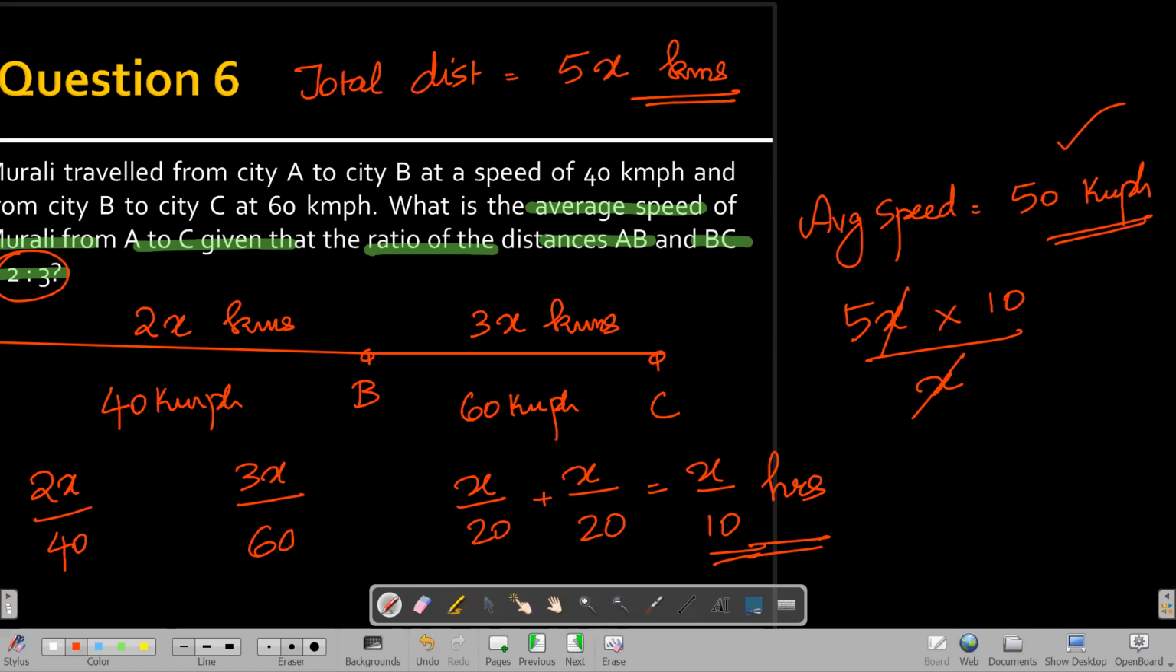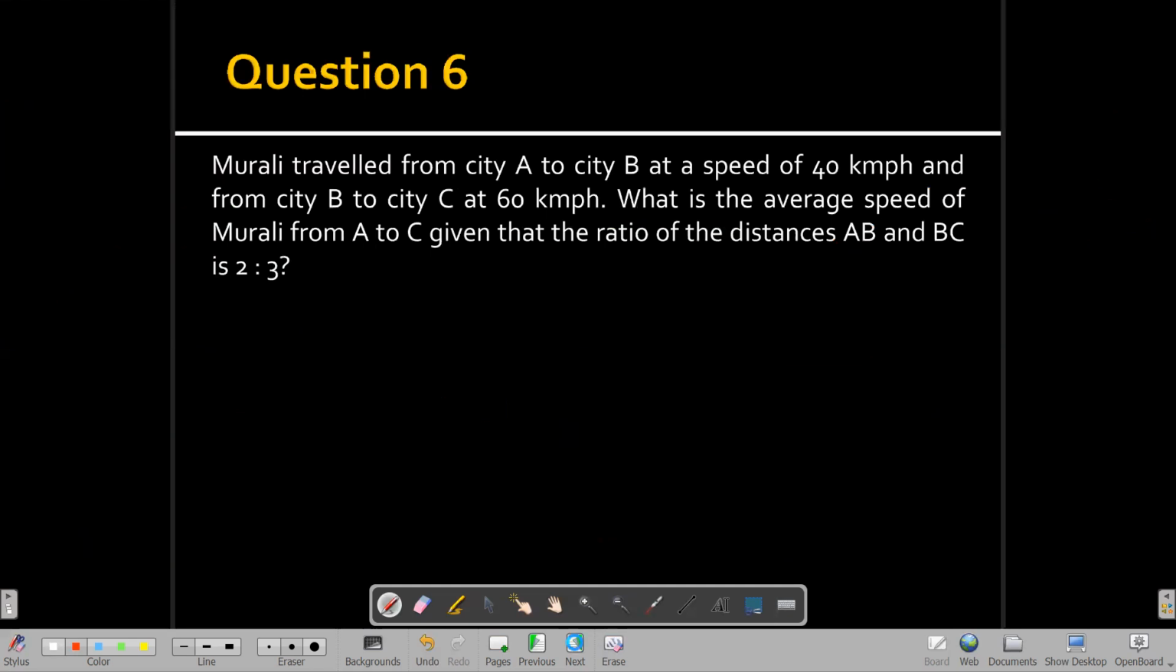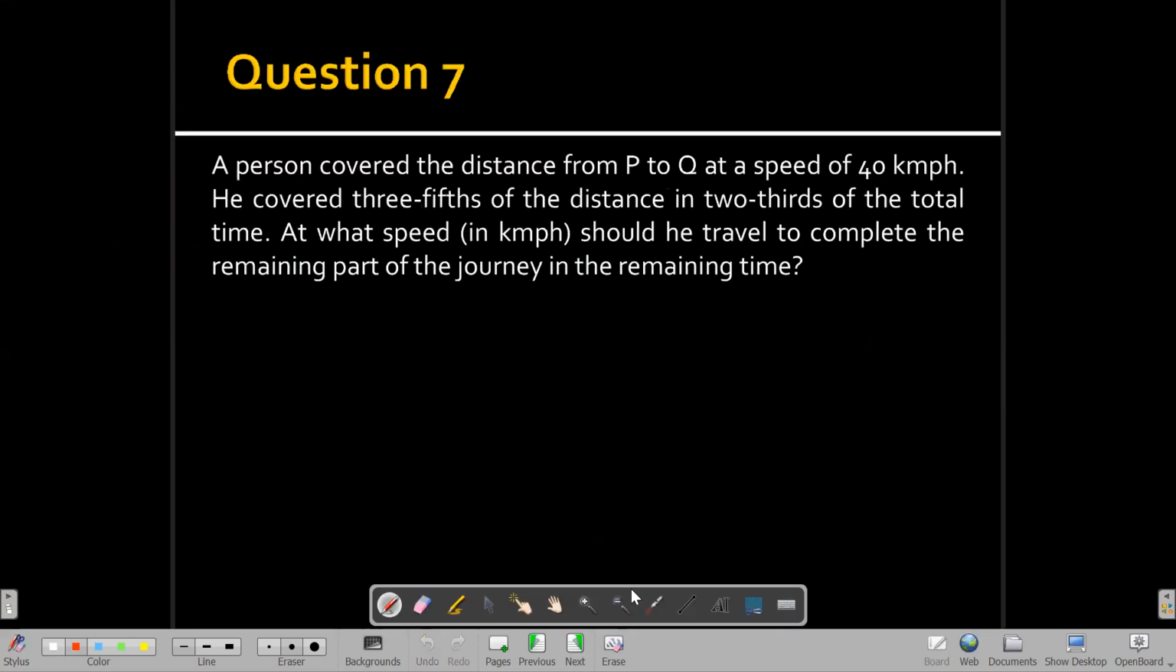All right. So let's now go to the next question, that is the 7th one. Read the question carefully. A person covered a distance from P to Q at a speed of 40 kilometers per hour. Then it is given he covered 3/5 of the distance in 2/3 of the total time. At what speed in kilometers per hour should he travel to complete the remaining part of the journey in the remaining time? So the focus is on the remaining part of the journey and the remaining time. If you know the distance and the time, you can then calculate the speed in kilometers per hour that he should travel the remaining part of the journey in the remaining time.